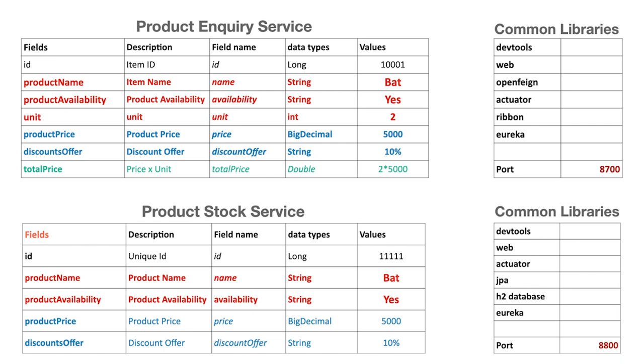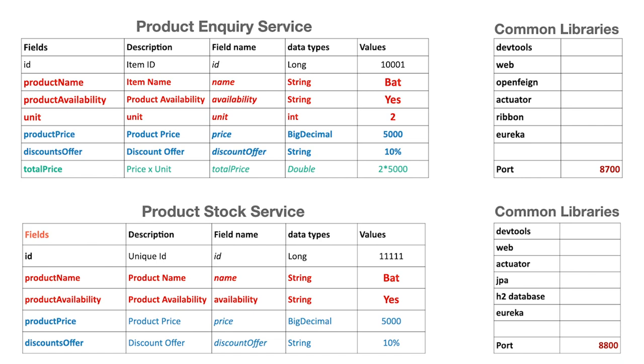Now let's have a quick look at stock service. Stock service provides the information about product's stock availability. Stock service input parameters are the product name and the product availability field, whether it's available or not, as highlighted in red color. Stock service returns product price and discount offer associated with the product, highlighted in blue. For demo, I have used H2 database to store entity values and am using Spring Boot's JPA repository with H2. Stock service is running on port 8800.